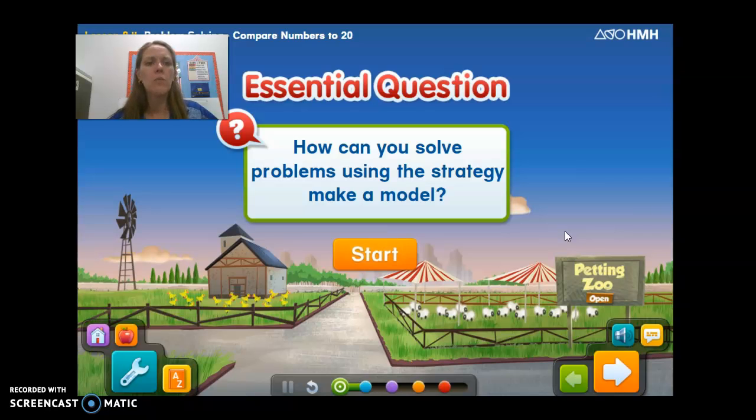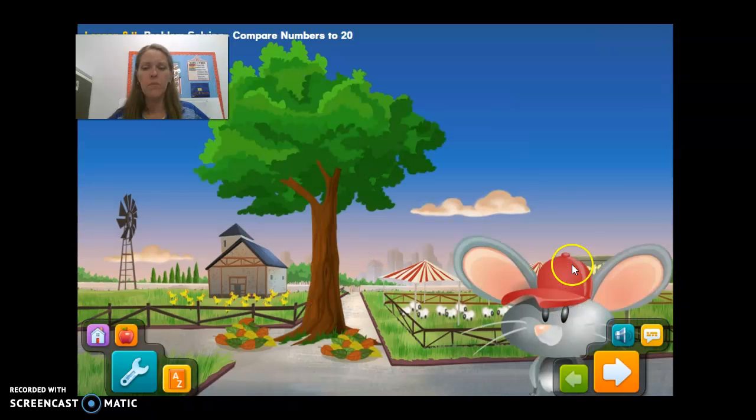So today we are on lesson 8.4 and we're going to talk about comparing numbers to 20. Our essential question is, how can you solve problems using the strategy make a model? So we're going to compare numbers again by making a model or drawing a picture. So here we go.